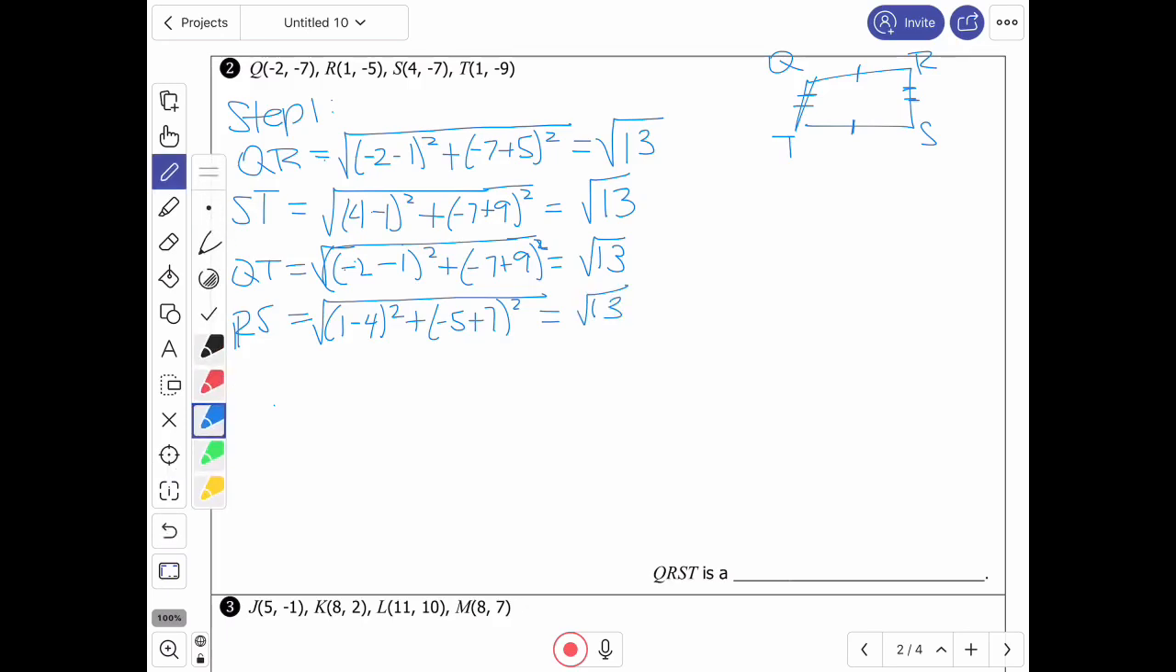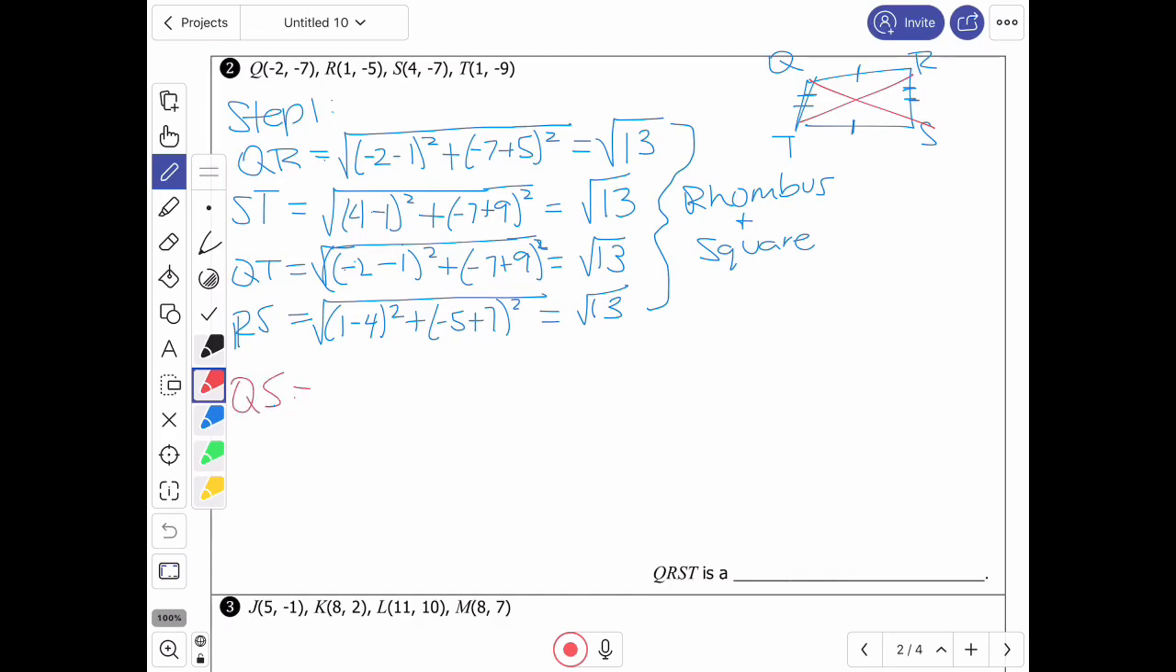My hunch was correct. So far this is showing me it's going to be a rhombus or a square. Okay, I don't know which one yet, so now it's time to check the diagonals. The diagonals are going to tell me which one of those it is. So I need to find QS and TR.